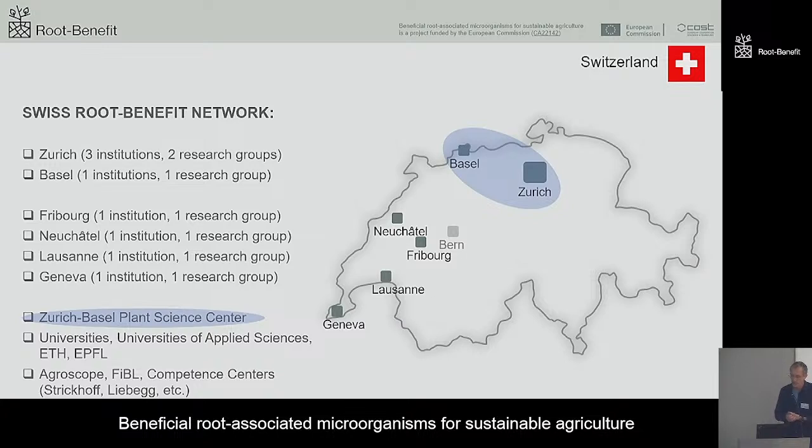In the figure, you also have the Zurich-Basel Plant Science Center, which is very important, and those are mainly the 3 partners that I'm going to present today. In Switzerland we have other partners: universities of applied sciences, like in my case, and also ETH and EPFL institutions. We also have equivalents to INRAE in France: Agroscope, FiBL, and other competence centers in Switzerland.